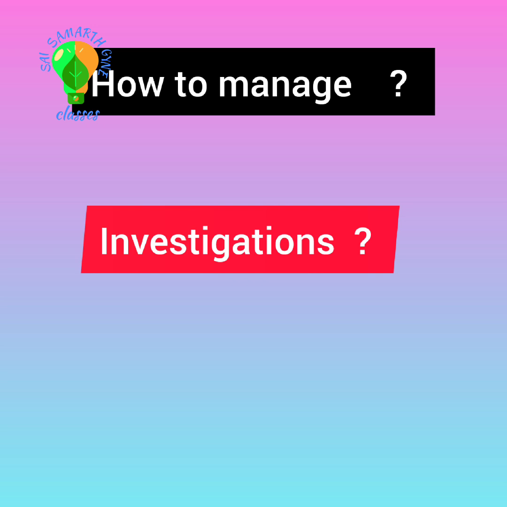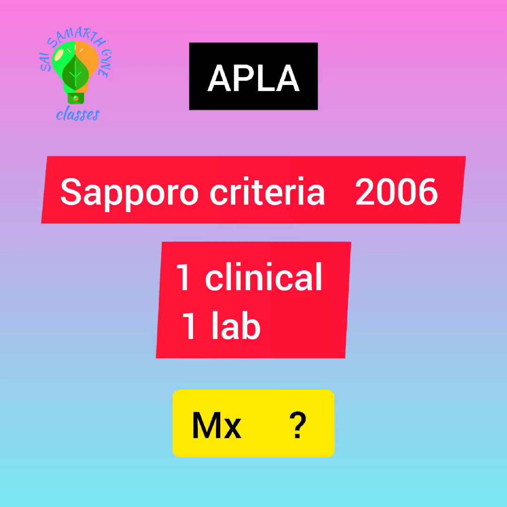So for immunological, most important is APLA, which has a definite correlation also, which has a defined risk also, and it is treatable. So you have to find out, so there is a Sapporo criteria for diagnosis. One clinical and one laboratory.